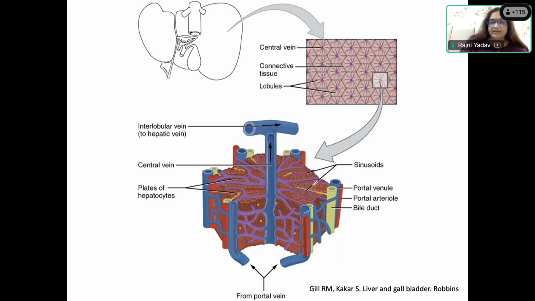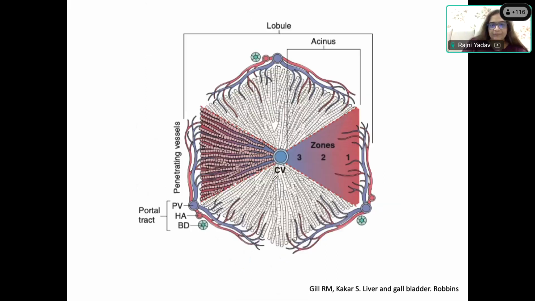Now these portal tracts or portal areas have three structures: the portal vein, the arteriole, and the bile duct. The hepatocytes are arranged in cords in between the central and portal areas. Again, here we can see the hexagon of the lobule of the liver, and in the center you have the central vein, known as the terminal hepatic vein or the central vein. And then at the corners you have these portal areas.